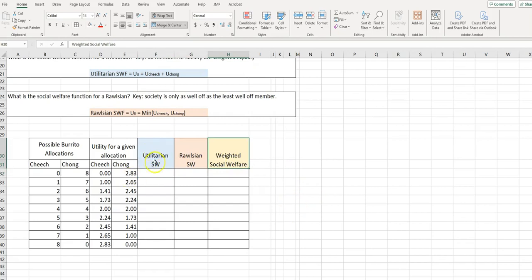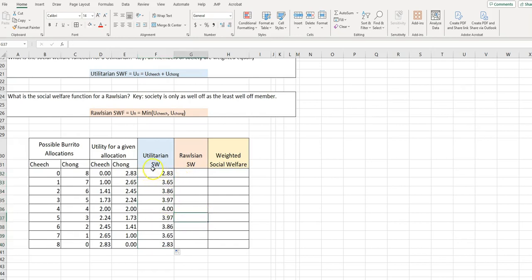that the social welfare functions embed. So utilitarians, remember, all we're going to do is simply add up the utilities of all the members. So we're going to grab this cell here. Well, first I'm going to type equals. Then we're going to grab the utility of Cheech, and we're going to add it to the utility of Chong. And that's it. So social welfare is 2.83 in this case. It's the sum of Chong and Cheech's utility. So then we can grab that and copy it down as well.